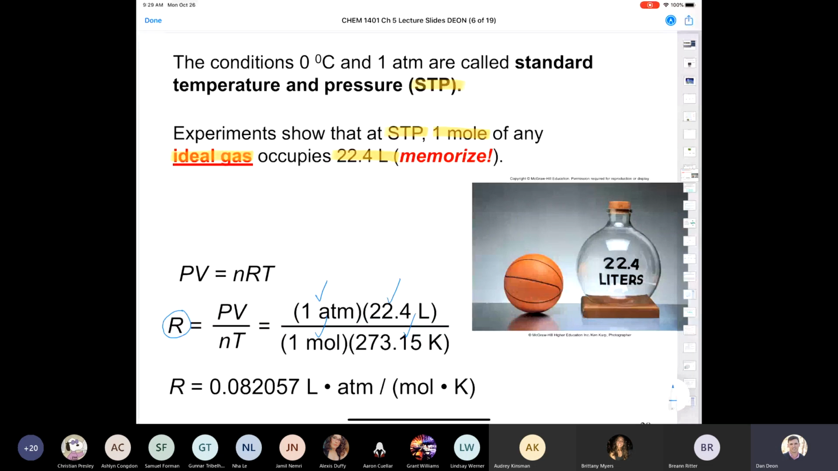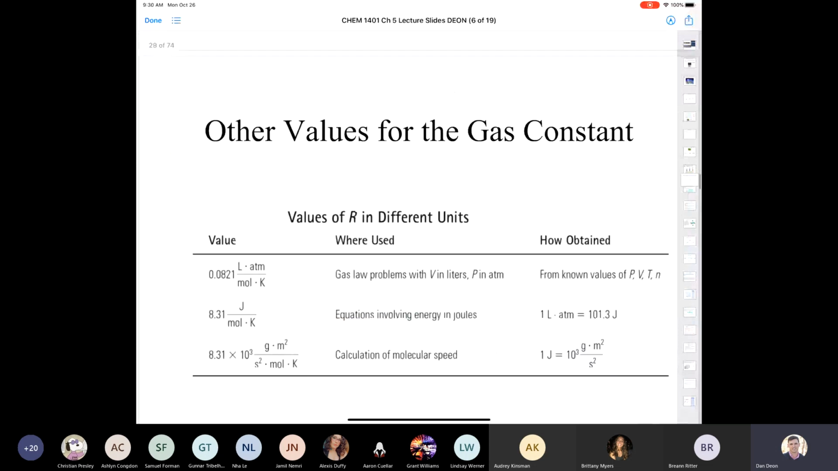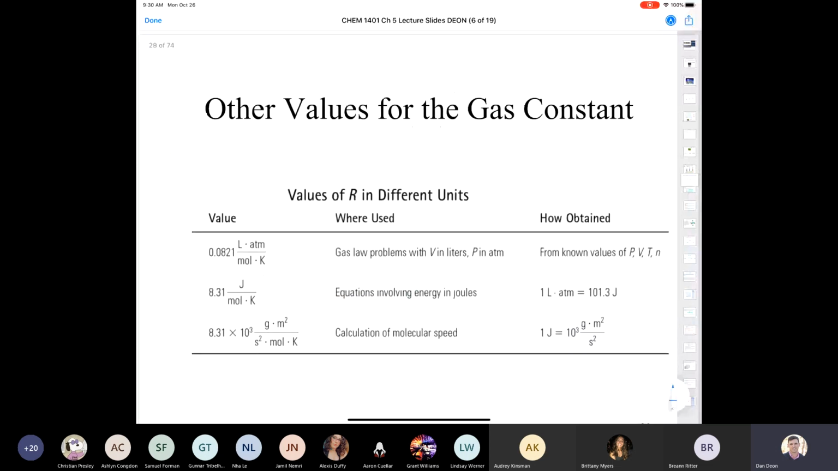Now, the number of significant figures that we use is going to really depend on the problem. I think the book rounds it off a lot of times to 0.0821 liter atmospheres per mole Kelvin. But I will usually provide the gas constant for you, so you don't necessarily have to memorize the gas constant. However, you do have to memorize this number. So we're going to know that moving forward, that 1 mole of any ideal gas at standard temperature and pressure is going to take up that magical volume of 22.414 liters.